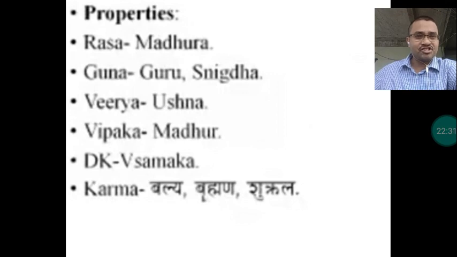The properties of matsya type of anupamamsa: it will be madhura in rasa, guru snigdha in guna, ushna in virya, and madhura vipaka. The dosha karma is vata shamaka, and the karma or the systemic action of the flesh of fish will be balya. It will be increasing the bulk of your muscles. Brimhana, it will be nourishing the whole seven dhatus. And shukrala, it will be increasing the shukra dhatu, both in cases of male as well as female.